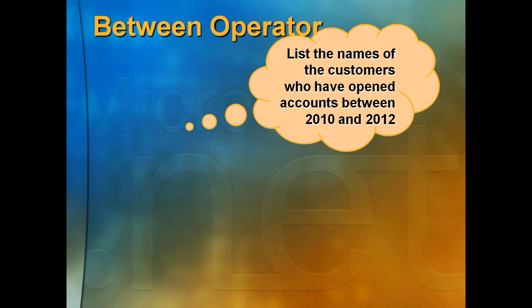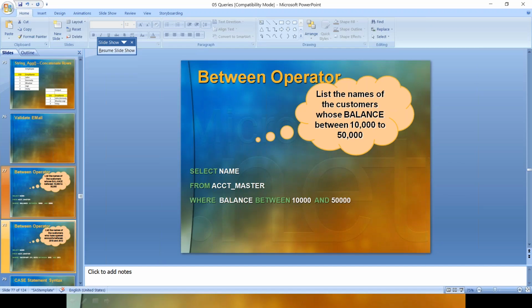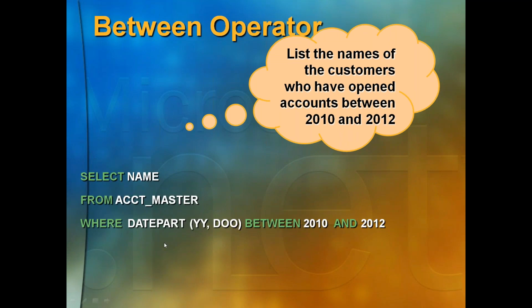List the names of the customers who have opened accounts between 2010 and 2012. Who are the customers who have opened accounts between 2010 and 2012? To bring out only the year number, we must use the DATEPART function. DATEPART(YYYY) between 2010 and 2012. If you have any accounts in between, those accounts are shown to you.